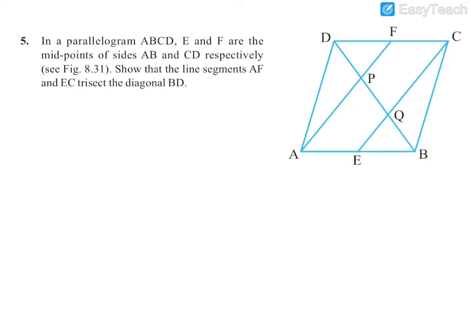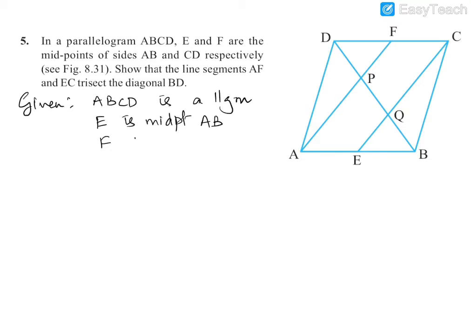What we are given is very clearly stated, so let's write it down. We are given a parallelogram ABCD in which E is midpoint of AB and F is midpoint of DC. We have to prove that these lines AF and EC trisect the diagonal DB. Trisect means to divide into 3 equal parts. So we have to show that DP is equal to PQ is equal to QB.